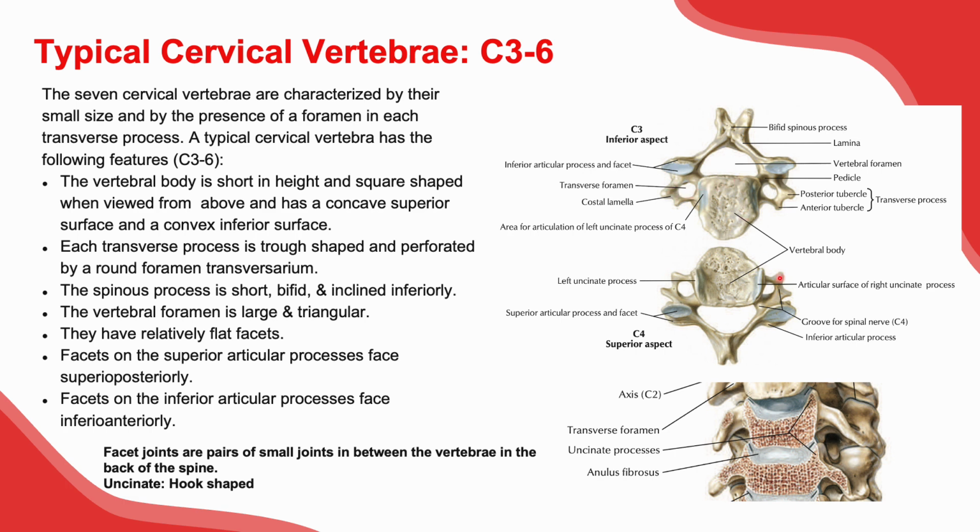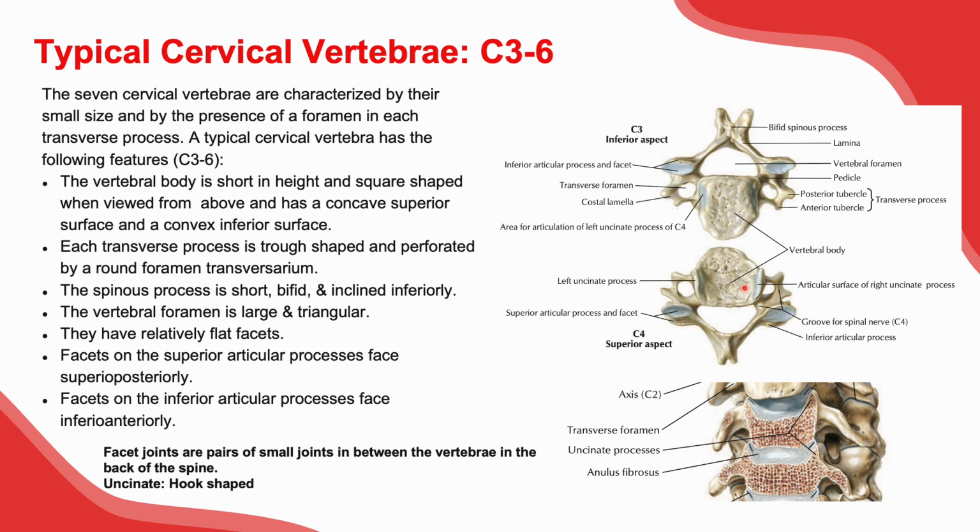Then we can see that the facets are relatively flat. You might ask yourself, what is a facet? A facet is basically a joint in between the vertebrae in the back of the spine. So this right here is called the facet joint, and this one right here, and same goes for the rest of the spine.